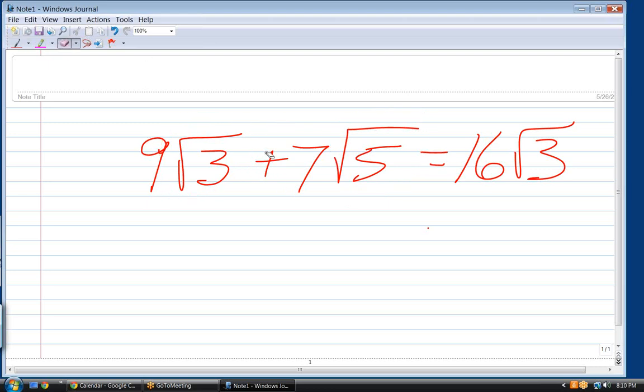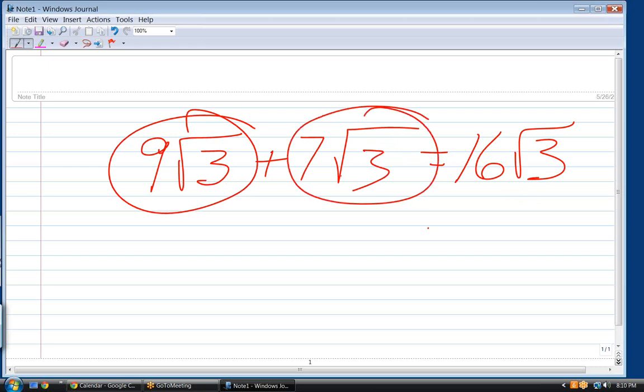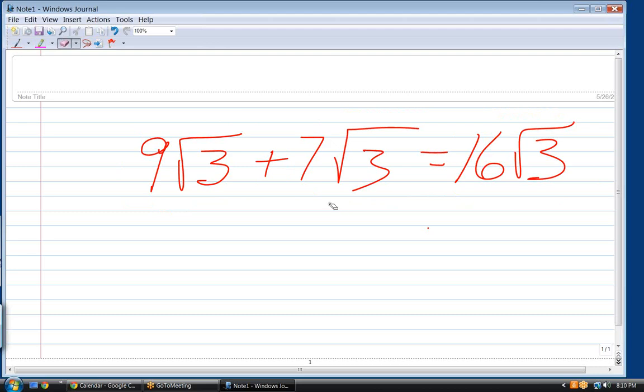So you don't do 16 square root of 3, you just do 16? No, 16 square root of 3. Oh, my bad. In other words, I got 9 apples there, I got 7 apples there. I'm ending up with 16 apples. And it doesn't matter what this is. That could be root 5, as long as it's an apple. In other words, as long as it's the same thing, then I can add them and subtract them.